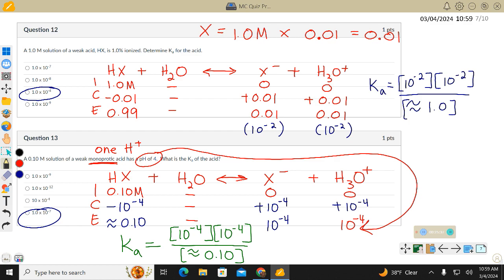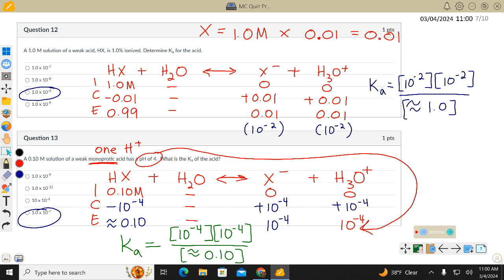12 and 13, some more ice tables. 12. I got a 1 molar solution of some generic weak acid, and it's 1% ionized. Calculate the Ka. And so, yeah, often they give you the equations. So if that's what you're getting stumped on, I wouldn't lose sleep over it.